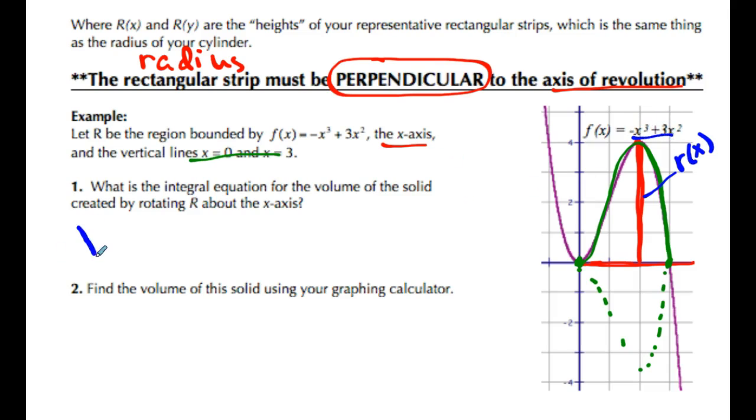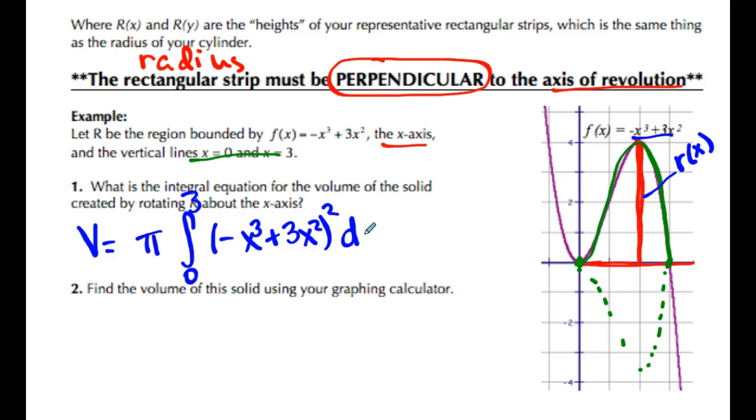So as I go to set up my volume, pi, from beginning to end, left to right, 0 to 3, and I'm going to have negative x cubed plus 3x squared, dx.